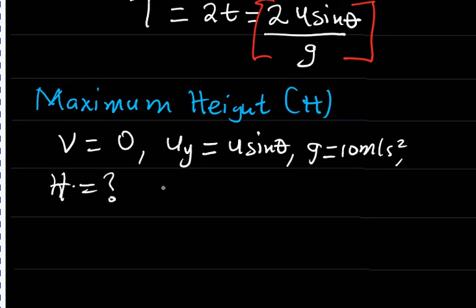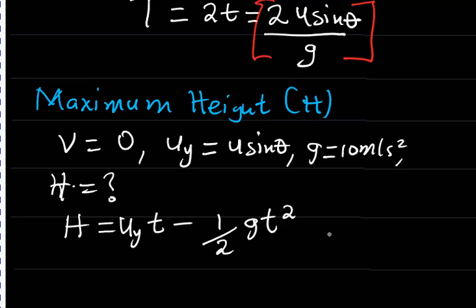So which equation of motion carries everything here? That is the second equation, which of course is H is equal to ut minus half. Okay, so the u we are looking at here is not just u, it is the vertical component of u. So that's going to be uy t, then minus half gt square.